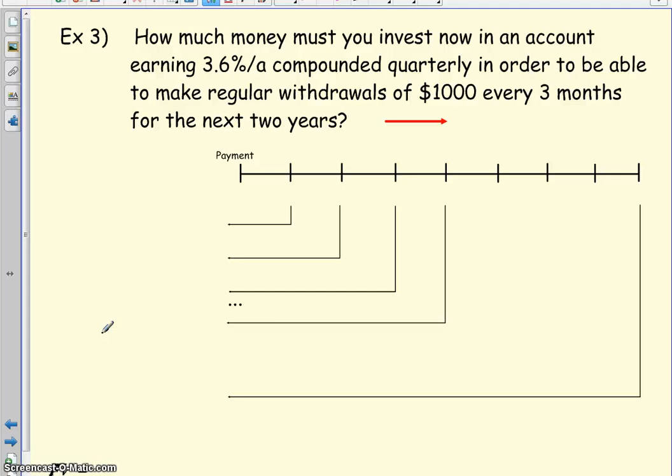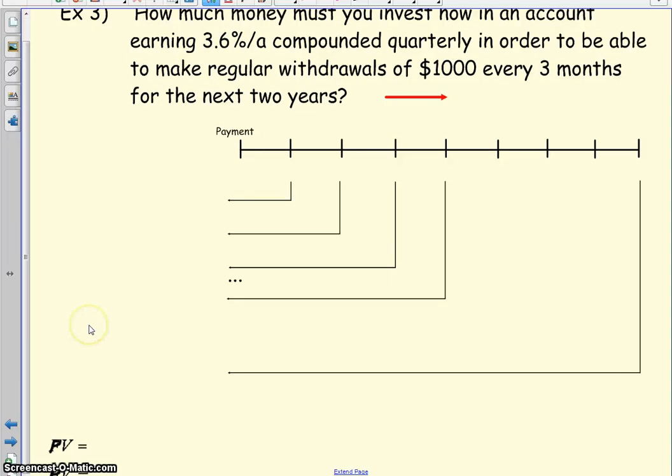That's going to earn a certain amount of interest, but we want to be able to make regular withdrawals of $1,000 every 3 months for the next 2 years. So again, instead of trying to put money in, we're trying to withdraw money from an account. We want to know how much money we would need to have in order to be able to make those withdrawals. Okay, so for this slide, don't write anything down.